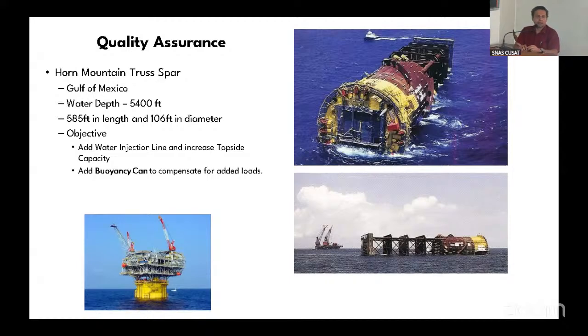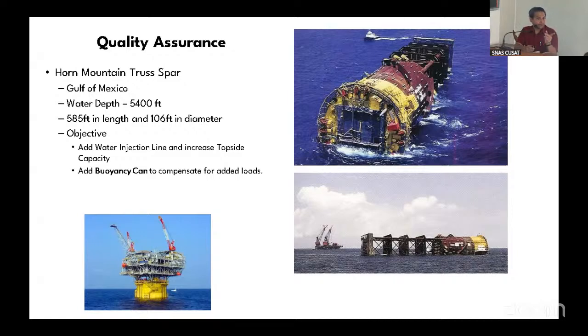And recently, like last year, we had a problem where the operator wanted to add a water injection line, add a new riser and increase the topside capacity. So the total weight is pulling down on the spar. To compensate, you need to put in an upward force, and what you do is add a buoyancy can, which adds buoyancy to the whole system.